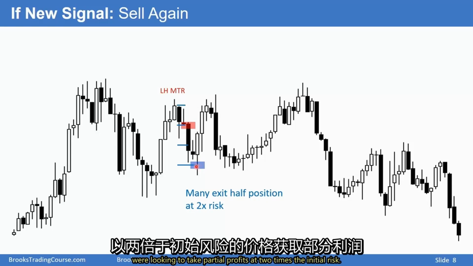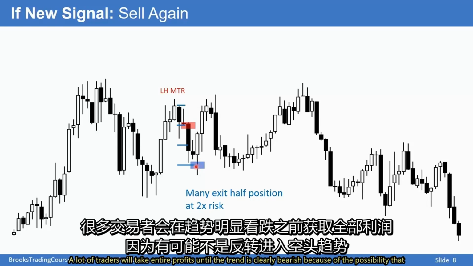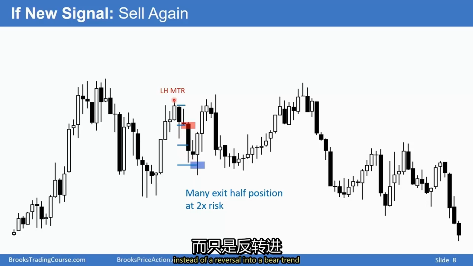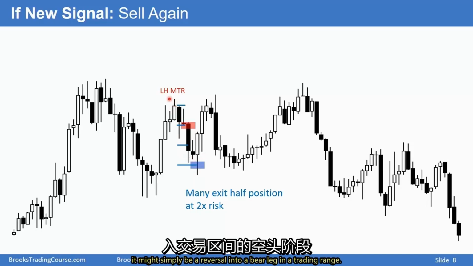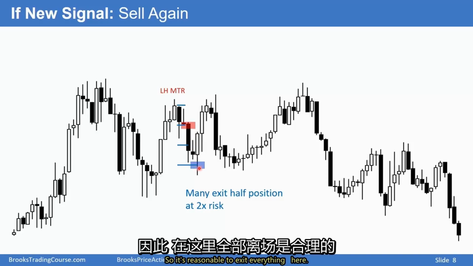A lot of traders will take entire profits until the trend is clearly bearish, because of the possibility that instead of a reversal into a bear trend, it might simply be a reversal into a bear leg in a trading range. So it's reasonable to exit everything right here.